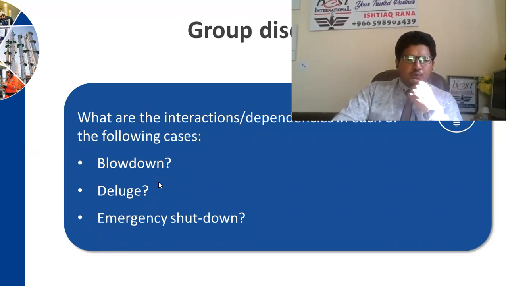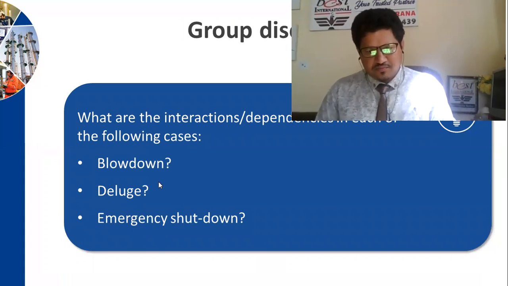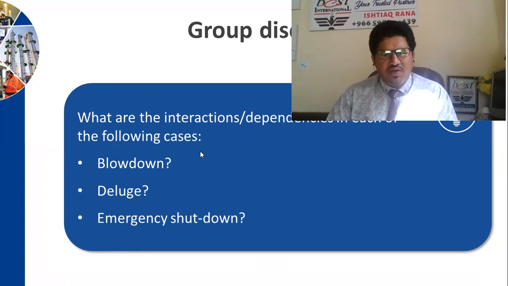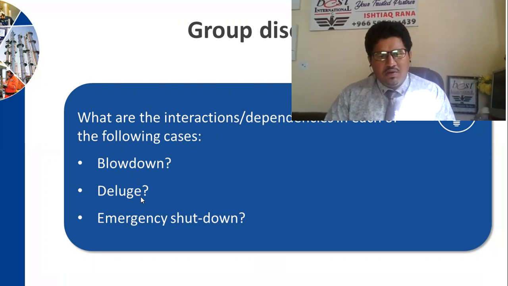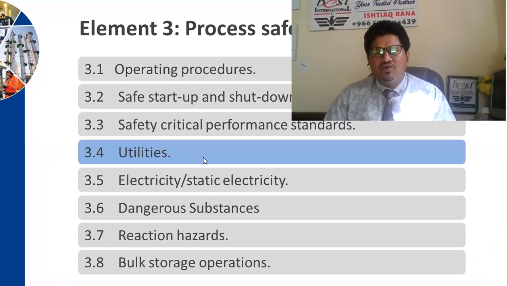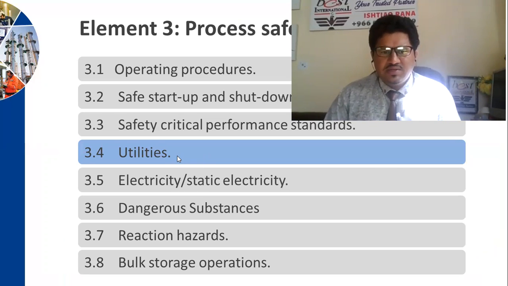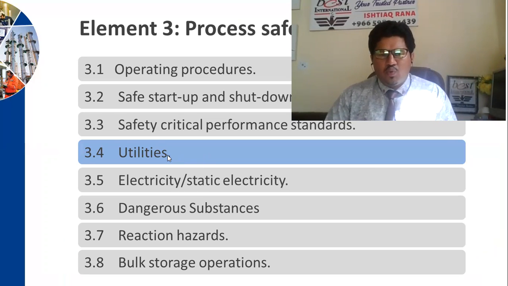So a question for you: what are the interactions and dependencies in each of the following cases: blowdown, deluge, and emergency shutdown? Find out the answers, search. Otherwise, you can WhatsApp me 00966 59 890 3439.